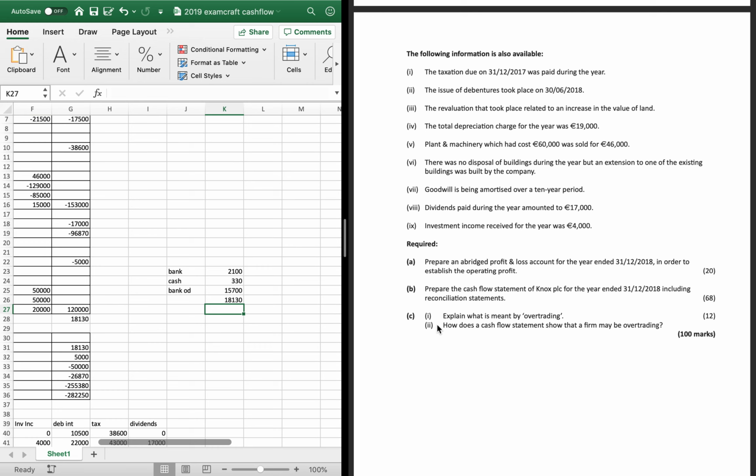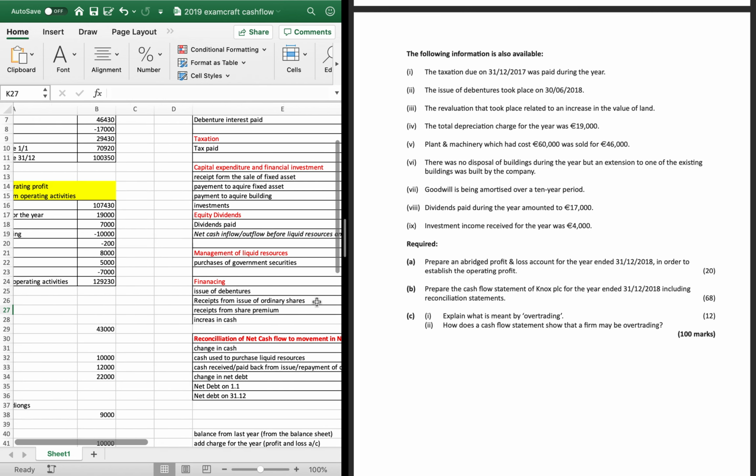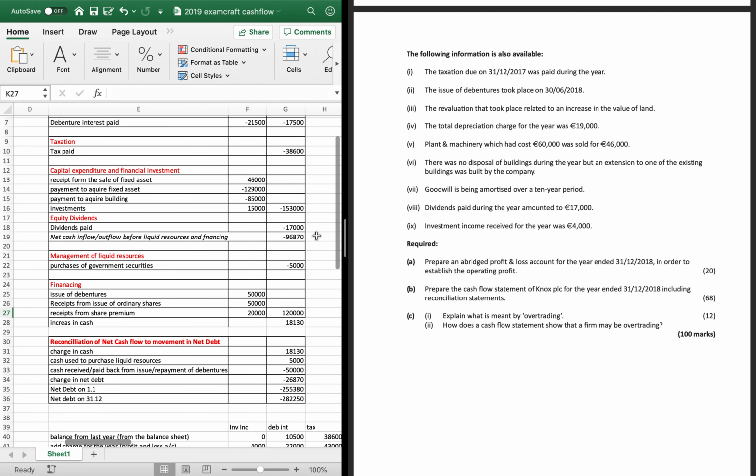How does a cash flow statement show that a firm might be overtrading? So if a firm has a positive, very healthy profit and has a very negative cash position, so it has a net cash outflow from operating activities, that's generally a very strong indication that overtrading is taking place. So I know that was a little bit jumpy, but hopefully that's of some use to you.